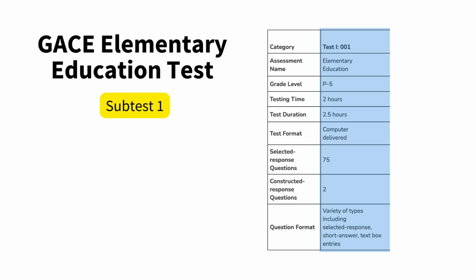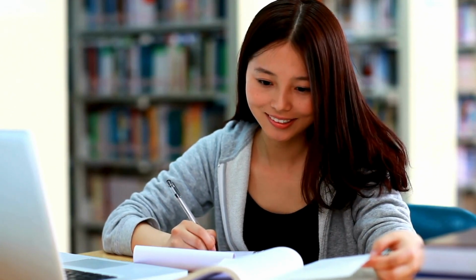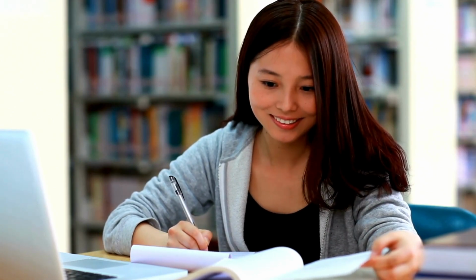Now, as you begin to prepare for subtest 1, know that the reading and language arts portion makes up 50% of your total exam score. Now, in order to help you get totally prepared, this practice test will guide you through a simulation for the types of questions you can expect to see on test day.